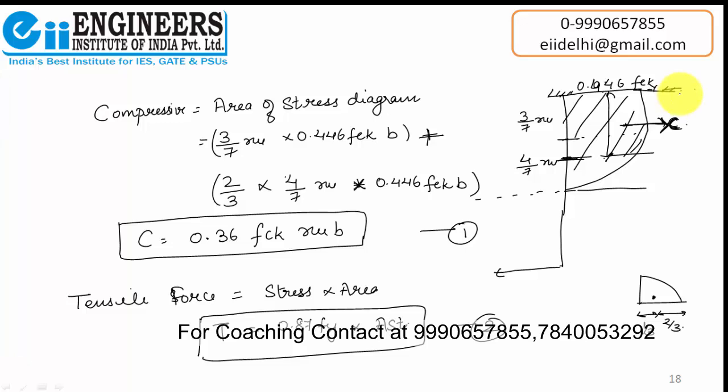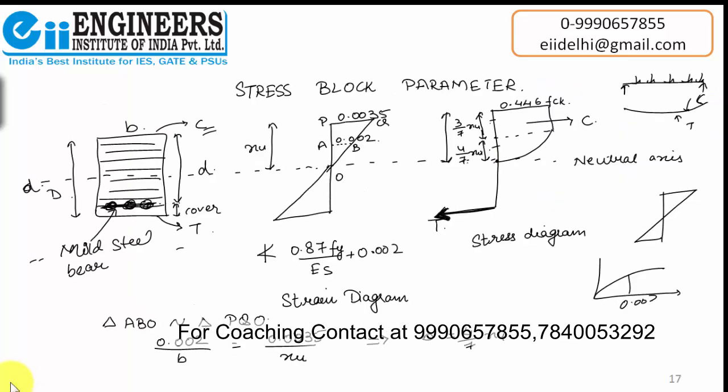So let's mark it here. This is 0.42 times XU. Okay, you should also remember these values. This is 0.446, this is 3 by 7, this is 4 by 7, this is 0.42 times XU. Let us also mark it here, 0.42 times XU. Now, coming to what this XU is.